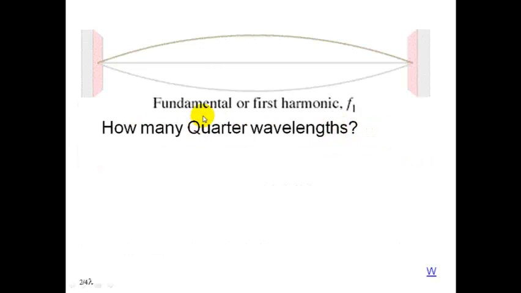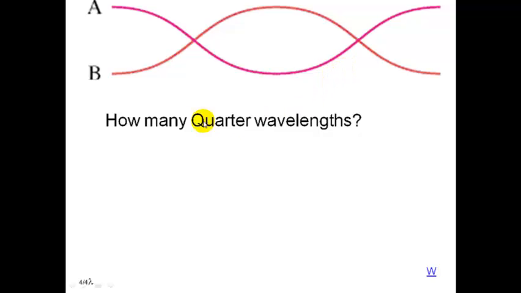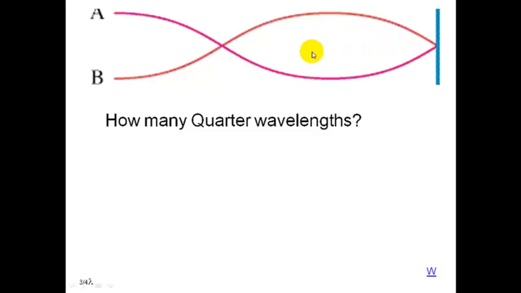How many quarter wavelengths are there here? 1, 2. So it's 2 quarter wavelengths, half a wavelength. How many quarter wavelengths are there here? 1, 2, 3. So we have 1, 2, 3, 4 quarter wavelengths, which is one complete wavelength. How many quarter wavelengths are there here? 1, 2, 3. So it's 3/4 of a wavelength.